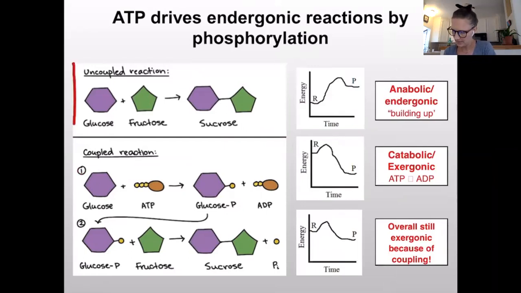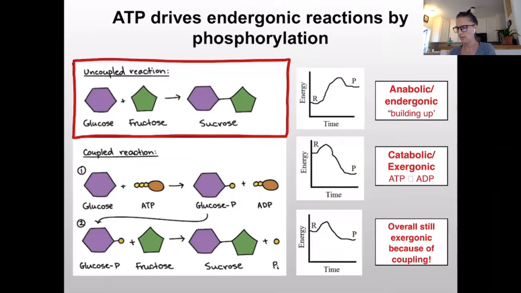So this up top is what the reaction overall would look like, where we have glucose and fructose coming together. Again, we have a positive delta G. This is going to be anabolic. This is going to be endergonic because you need to add energy. This needs energy, all right? So instead of doing that hard reaction, what we're going to do is break it into 2. So down here, this is going to be reaction number 1.